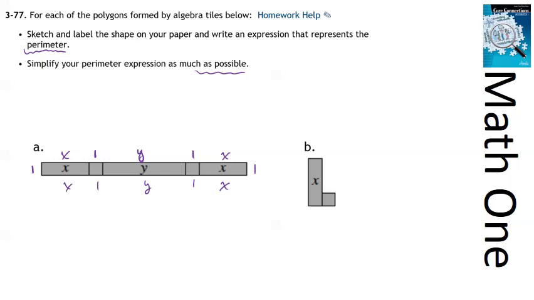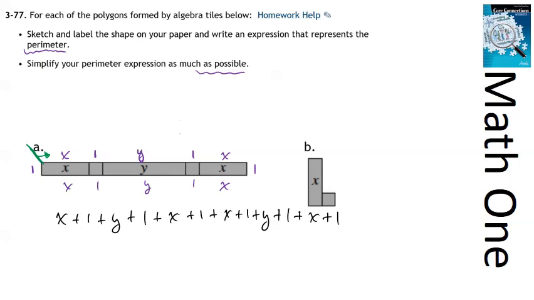So if I go through and add all those up, I'm going to start, I'll do this with green. I'm going to start here and go this way. So when I do that, just writing those down, I've got X plus 1 plus Y plus 1 plus X plus 1 plus another X plus a 1 plus a Y plus a 1 plus an X, and then finally plus 1. So that was much larger than I anticipated it being.